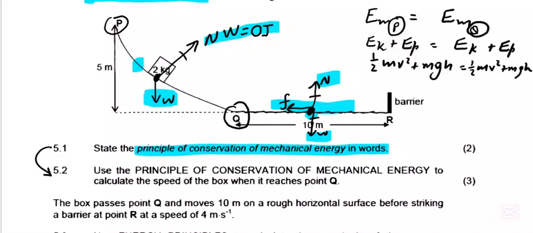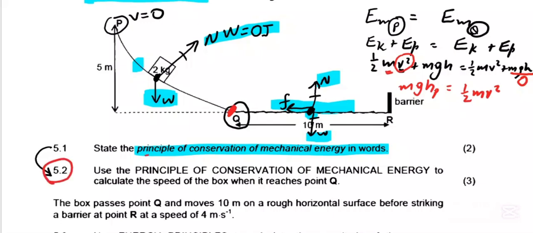Now if you look here, it was released at P from rest, which means the velocity at P is equal to 0. If the velocity is equal to 0, the whole term becomes 0, so we are left with mgh at P. At Q, the height is equal to 0 because this is the bottom, so the mgh term becomes 0, which means we are left with 1/2 mv squared.